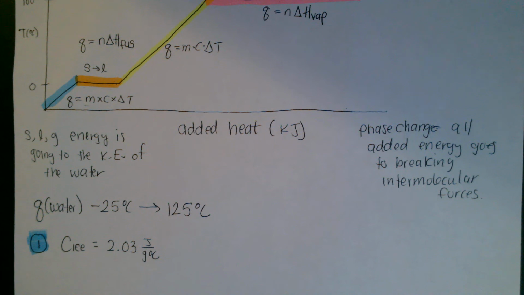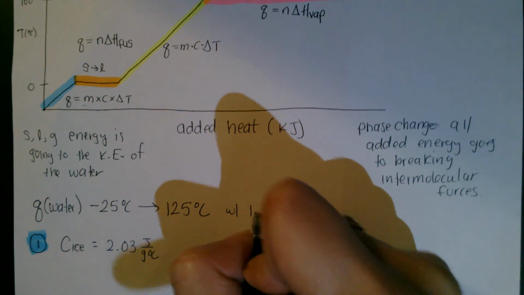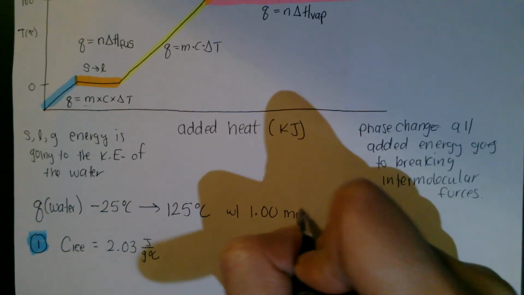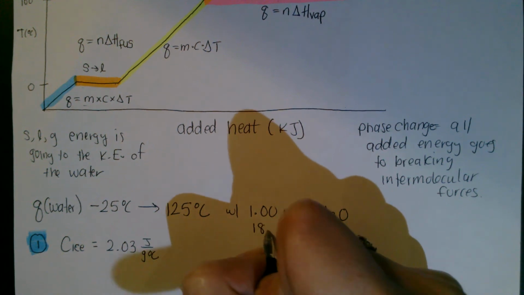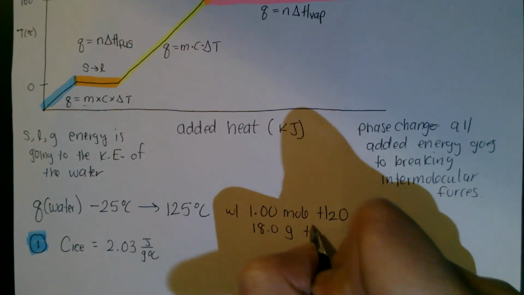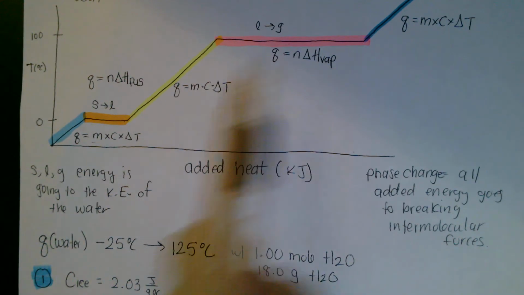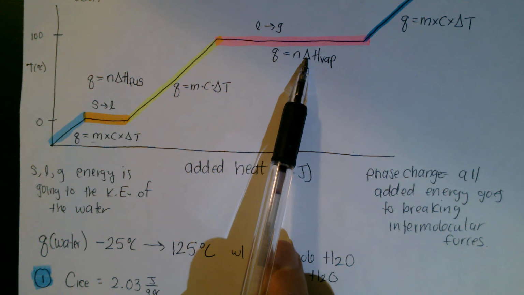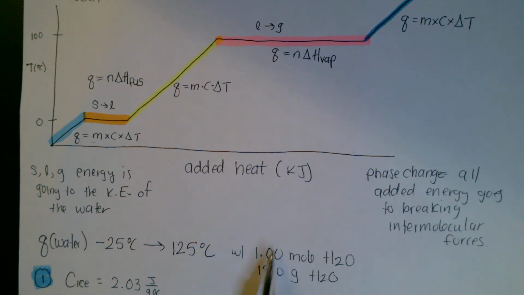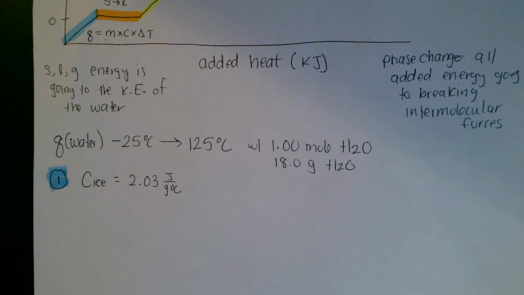Okay, so one more thing we need to do before we go through this. This is with, we'll call it, 1 mole of water. 1 mole of water is 18 grams of water, which is important. This is mass, and this is moles. So we have our mass and we have our moles. Okay, so that's our C for ice.